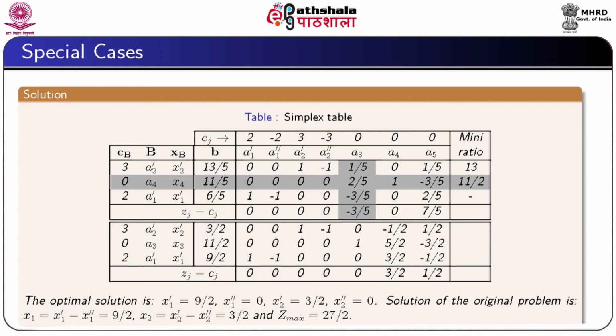The optimal solutions can be obtained as x1 dashed equal to 9 by 2, x1 double dashed equal to 0, x2 dashed equal to 3 by 2 and x2 double dashed equal to 0. So, the solution of the original problem is x1 equal to 9 by 2, x2 equal to 3 by 2 and maximum value of z equal to 27 by 2.